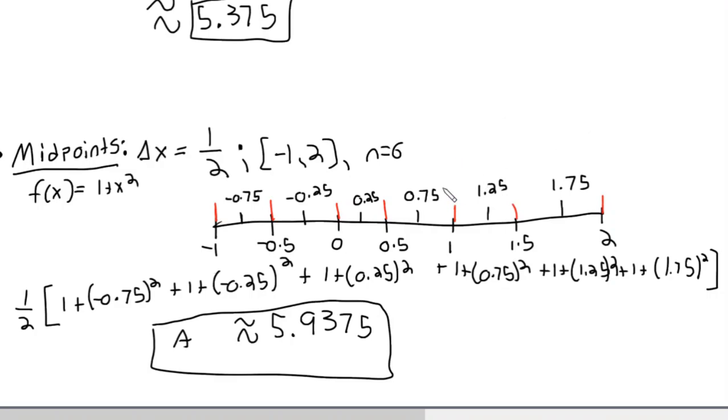If it was your left endpoints, then you draw lines straight up from here. You'd basically do like this or something. And if you use midpoints, then you just draw a line straight up from there until you touch the curve, and then draw your rectangle from there or something. But that's really all there is to it.